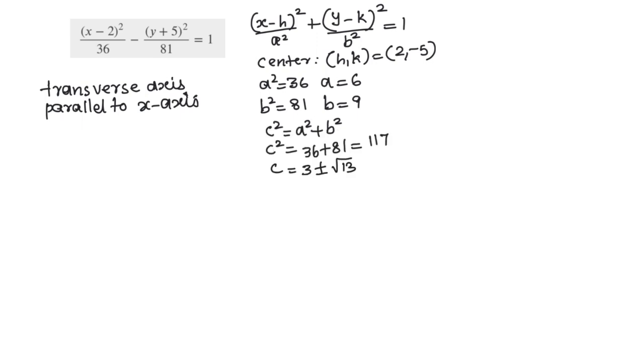c square is 36 plus 81, that is 117. 9 times 13 is 117. So c will be equal to plus or minus square root of 9 is 3, and this will stay under the radical sign. So we can actually briefly start graphing this. Then while graphing we can decide whether we need to add or subtract, and based on that we can find the foci and the equation of the asymptotes.